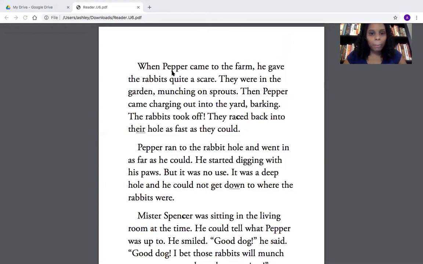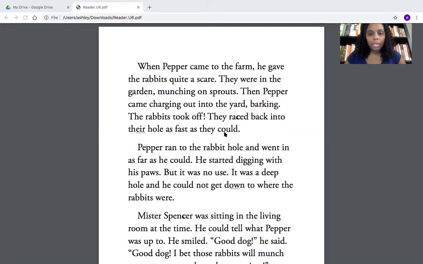All right, when Pepper came to the farm, he gave the rabbits quite a scare. I wonder why. They were in the garden munching on sprouts. Then Pepper came charging out into the yard, barking. So Pepper must be a dog. So Pepper's coming into the garden, scaring away the rabbits. The rabbits took off. They raced back into their hole as fast as they could.